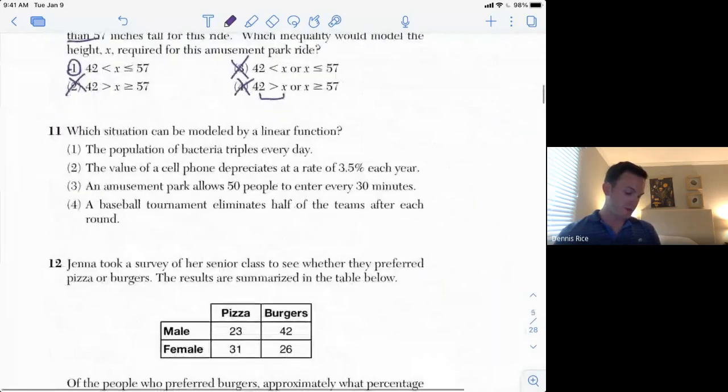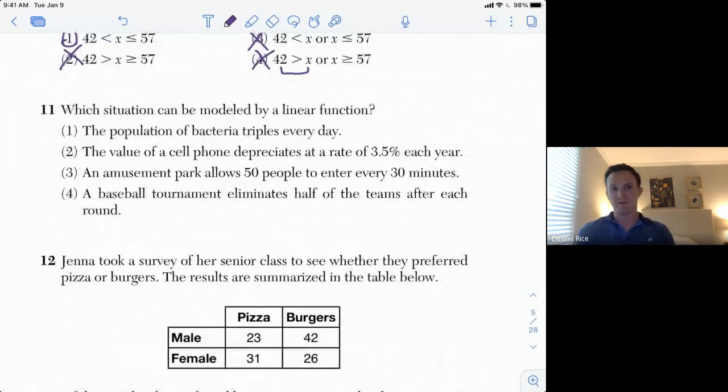Number 11. Which one can be modeled by a linear function? Triple times 3, exponential. Depreciate, I see percentages, exponential. Amusement park allows 50 people every 30 minutes. That's a constant rate of change. Or 100 people per hour, if you want to think of it that way. Every hour, 100 people are coming in. And number 4, half, so times 1/2. No, exponential. 1, 2, and 4 are all exponential models.